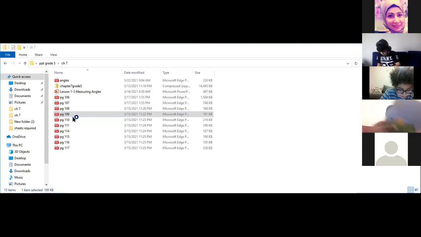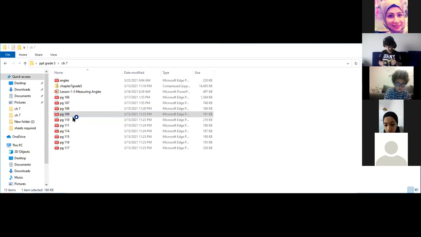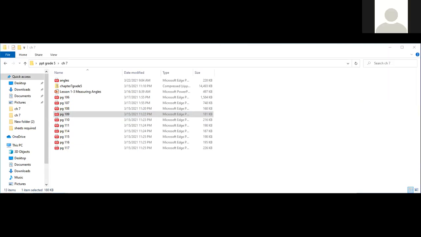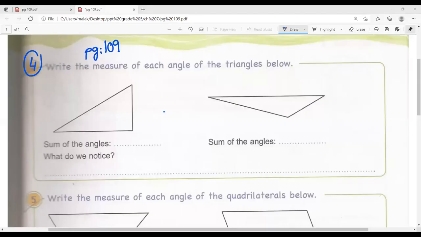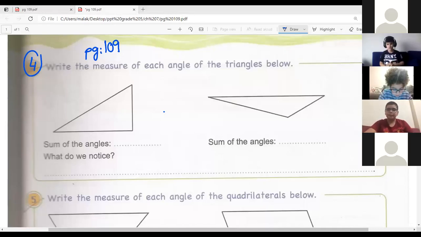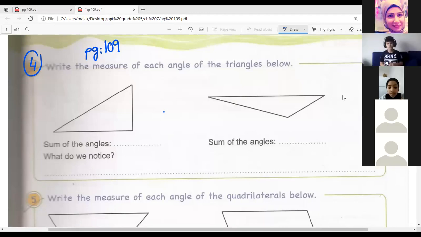Write the measure of each angle of the triangles given below. If we look at the triangles, how many angles do we have inside each triangle? I will share it again. There are 3 angles. In each triangle, we have 3 angles because we have 3 vertices, okay?